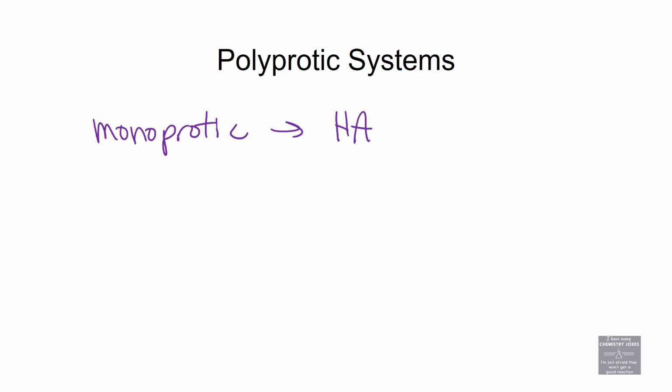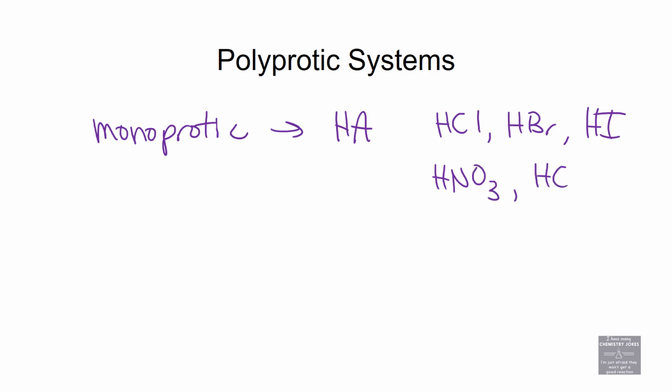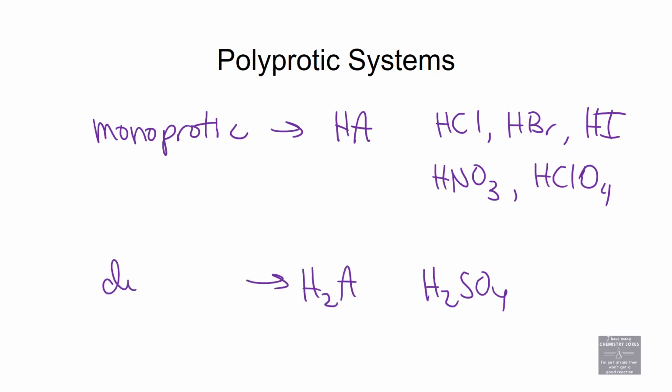All of your strong acids are monoprotic acids, except, I can't write and talk at the same time. My timing is not good here. All of your strong acids are monoprotic except H2SO4. H2SO4 is a diprotic acid, also known as a polyprotic acid.